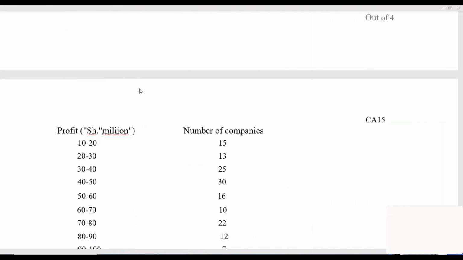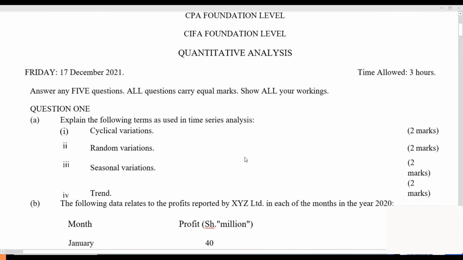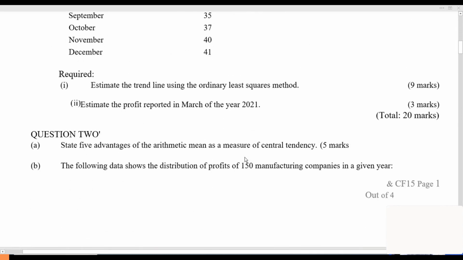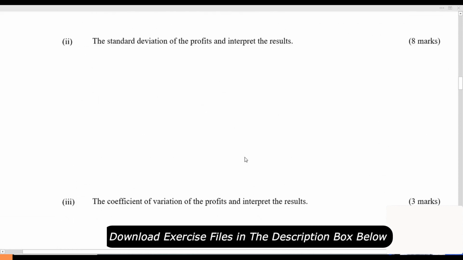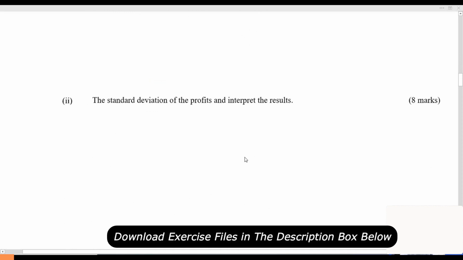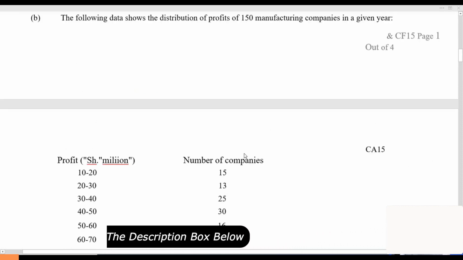Okay, welcome to another lesson. We are continuing looking at past exams, and we are specifically looking at the questions that were tested on descriptive statistics. With me here, I have an exam that was done in December 2021, and we are going to look at question number 2B. This question carries 15 marks, and we would like to see what was expected from you as a student in answering this question.